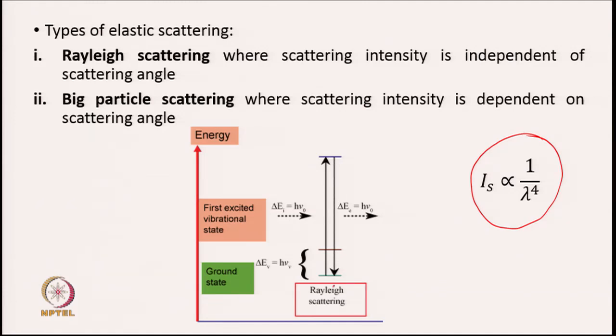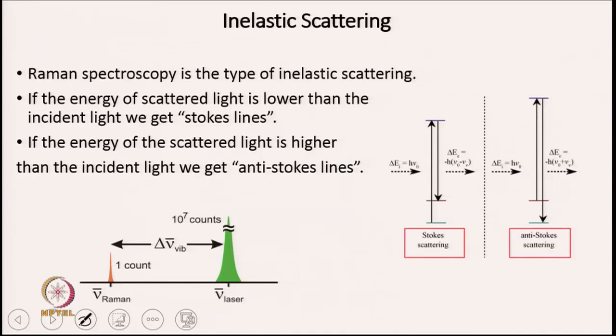So, this is your ground state, and there is a first excited vibrational level. Here is the incident light. If light is incident, it goes to a higher excited level, and then you see this is your Rayleigh scattering. So, lambda of the incident ray is similar to lambda of the scattered light.